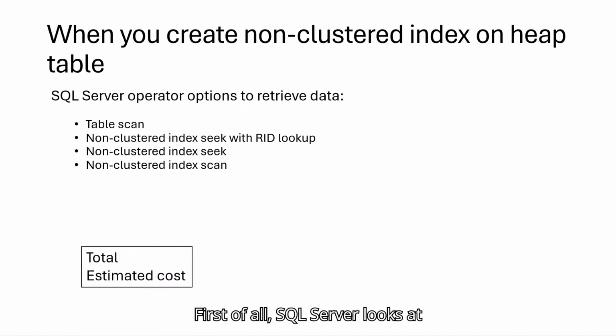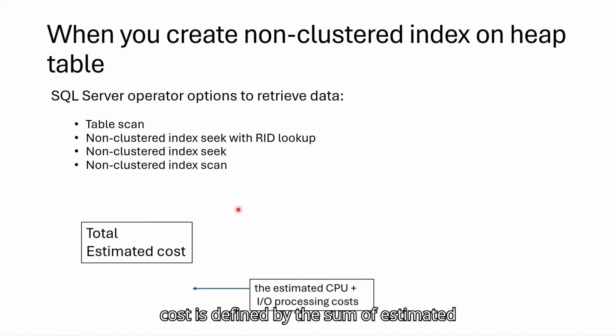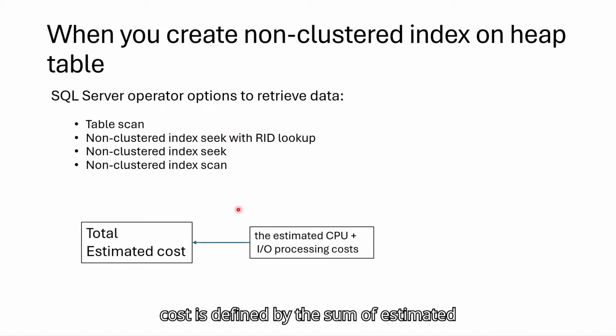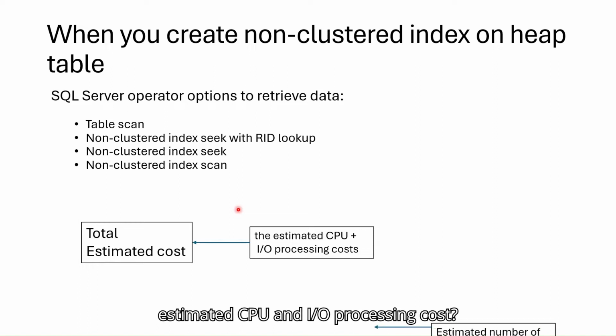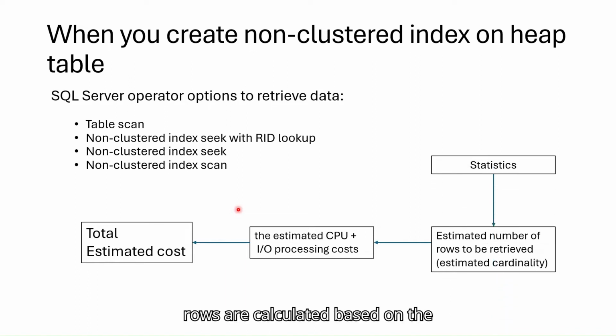First of all, SQL Server looks at the estimated cost of each operation. It will choose the operators which are expected to give the lowest total estimated cost. This estimated cost is defined by the sum of estimated CPU and I/O processing costs. So, how does SQL Server calculate this estimated CPU and I/O processing cost? It is based on the estimated number of rows retrieved by the query. And finally, this estimated number of rows is calculated based on the statistics.